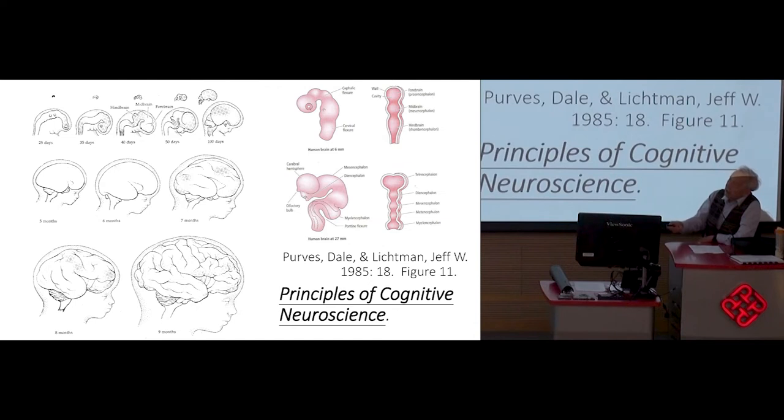So if we take this and straighten it out, we see that it's actually a tube, and these three prominences correspond to what's called the forebrain, midbrain, and hindbrain. Each of these will elaborate into more and more complex neural structures.